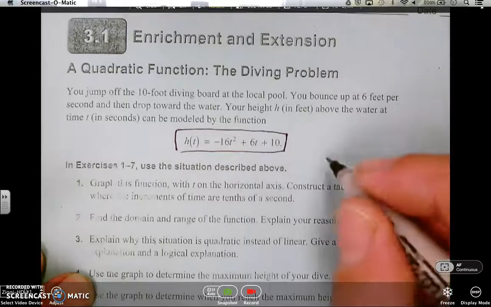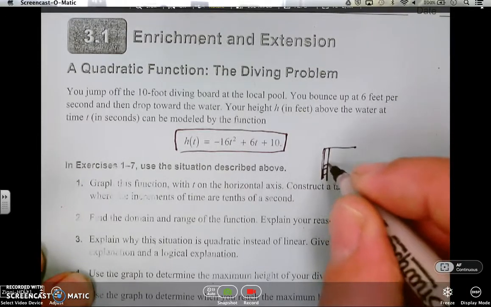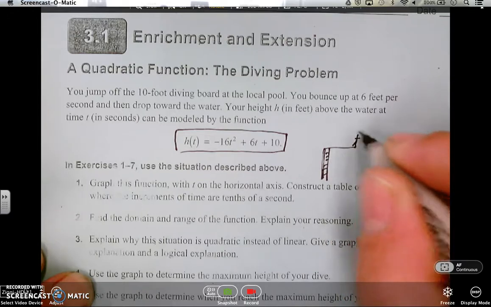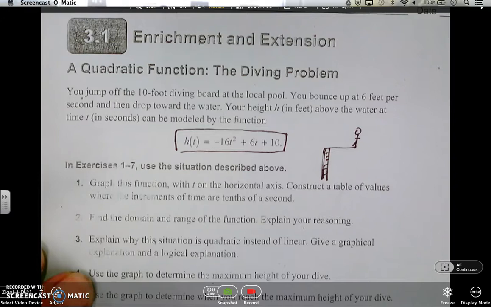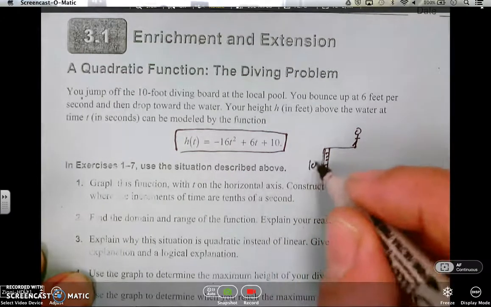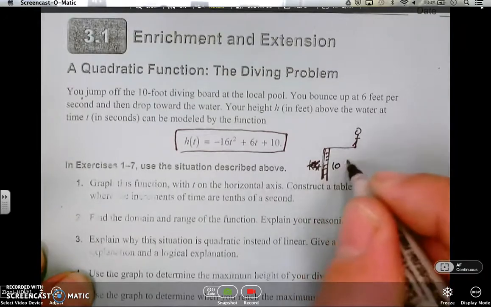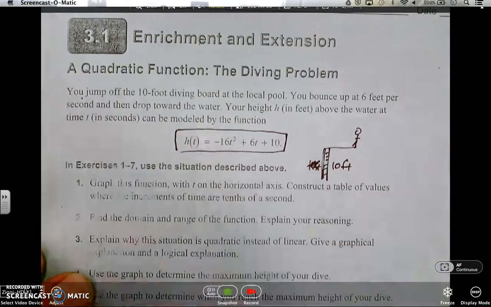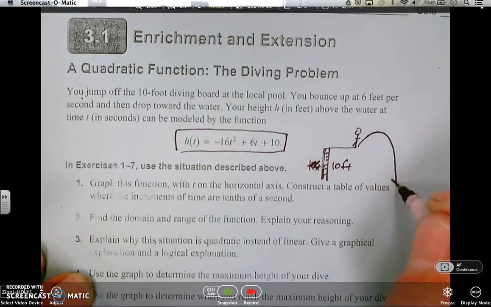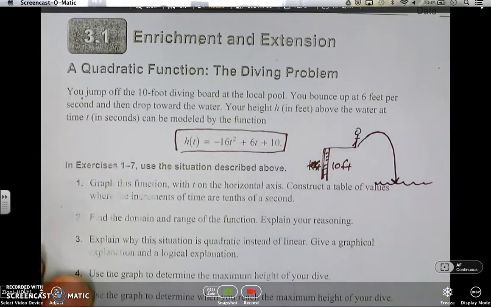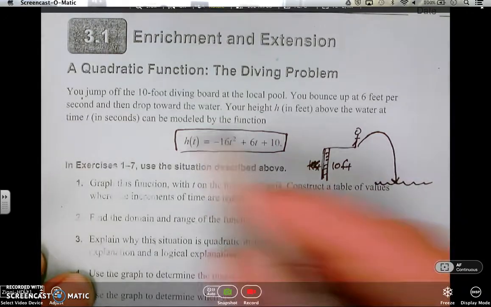Well, before we do that, let's see if we can just visualize the problem. What we have is a ladder, a diving board, and you. You jump off the diving board, and it's 10 feet high, so that's 10 feet. And it says you bounce up, and then come down towards the water. There's the water. So that's what we expect to happen. So how's this equation related to it?